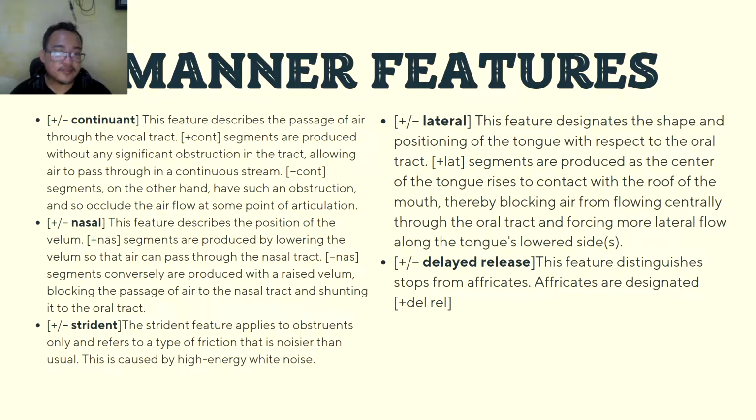And then the fourth one is the lateral. This one designated the shape and positioning of the tongue with respect to the oral tract. The plus one is segments produced as the center of the tongue rises to contact with the roof of the mouth, thereby blocking air from flowing centrally through the oral tract and forcing more lateral flow along the tongue's lower side. And then the last one is delayed release. This feature distinguishes stop from affricate. Affricates are designated plus delayed release.